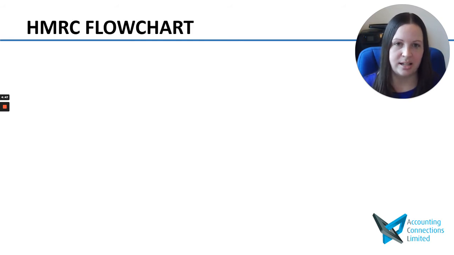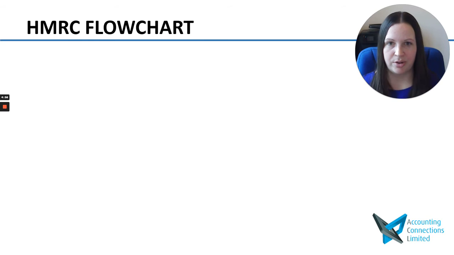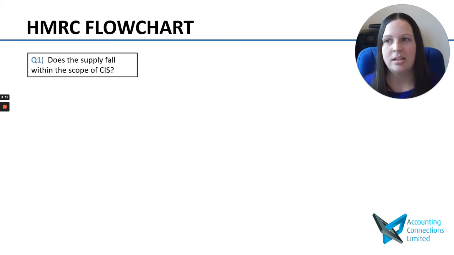So, that's steps 1 and 2. Step 3, the HMRC flowchart. Like I say, this is available to view for everybody on gov.uk. However, I'm going to talk you through each of the questions one by one. So question 1, does the supply fall within the scope of CIS?